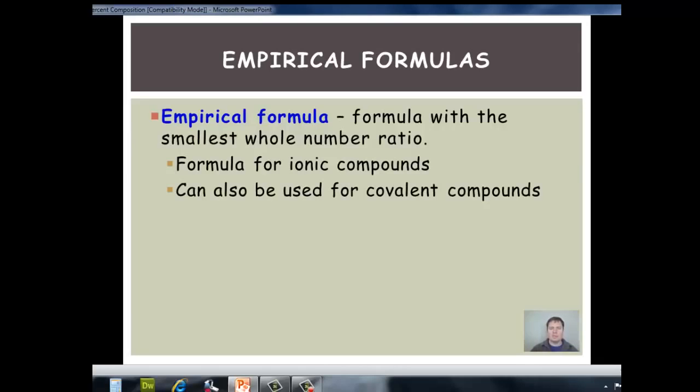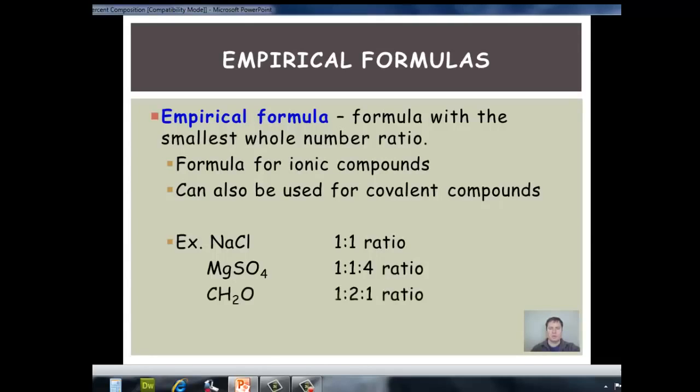We can also do this for covalent compounds. Sometimes we may need the empirical formula, but more likely we're going to be using the molecular formula. Here's an example: NaCl has a ratio of 1 sodium to 1 chlorine atom. Magnesium sulfate, 1 Mg, 1 S, 4 oxygen. So those are the lowest whole number ratios we're talking about. One last one, CH2O: 1 carbon, 2 H's, 1 oxygen, a 1 to 2 to 1 ratio.